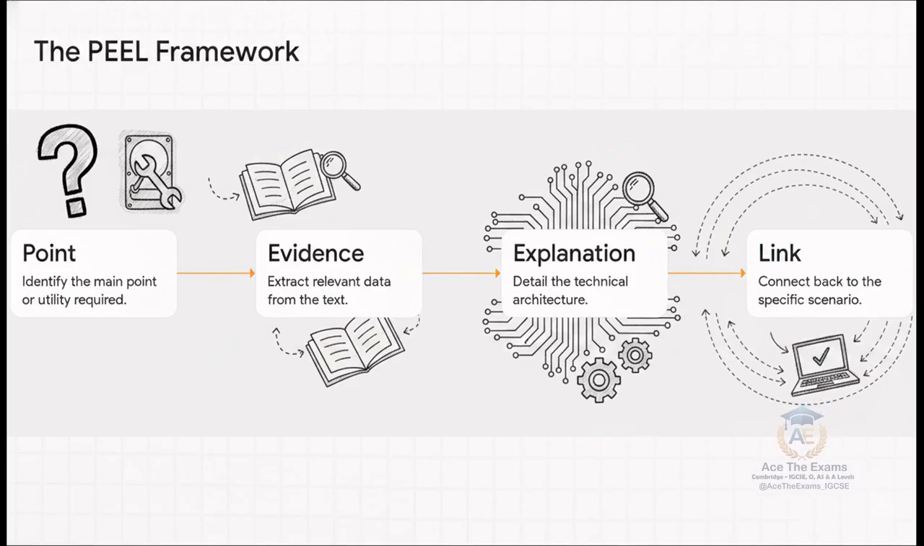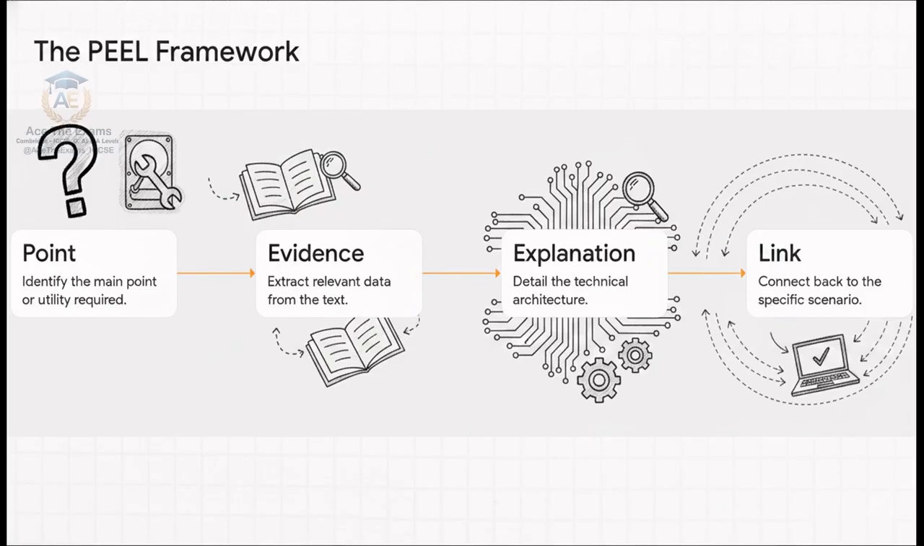Let's break this down because it's an absolute game changer. First, you have to make your main point. For example, you read the scenario and explicitly identify that a disk formatter is the required utility. Boom, point made. Next, you provide evidence directly from the text. You can't just guess. You might write, the scenario states the new hard drive is unreadable by the operating system. That's your evidence. Then comes the explanation. This is where you flex your technical muscles.